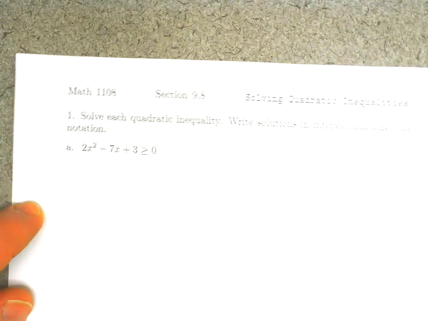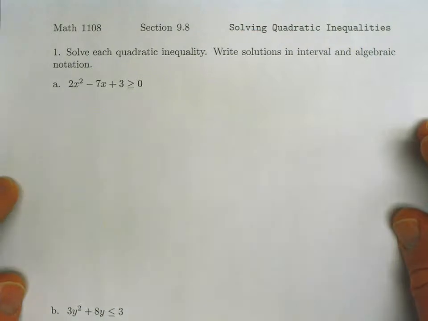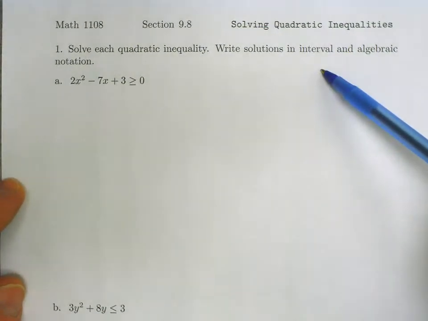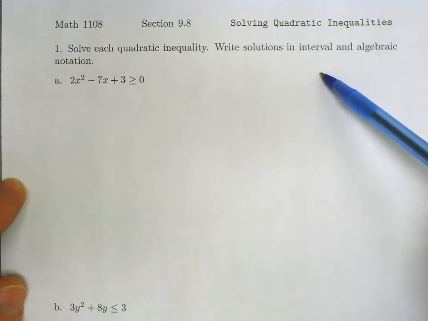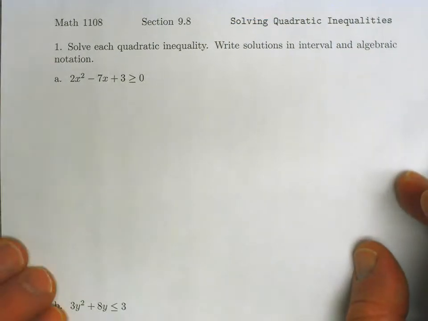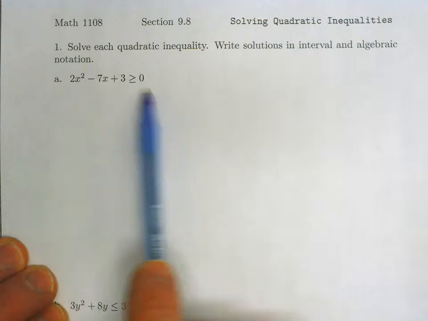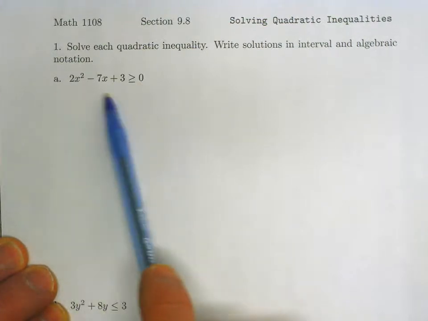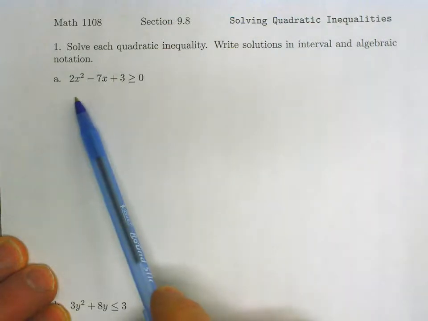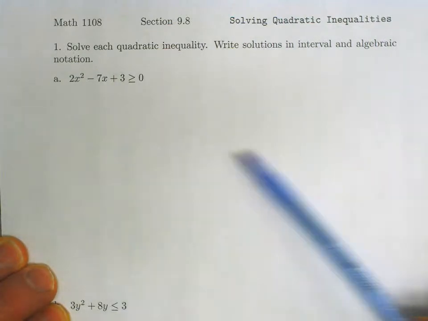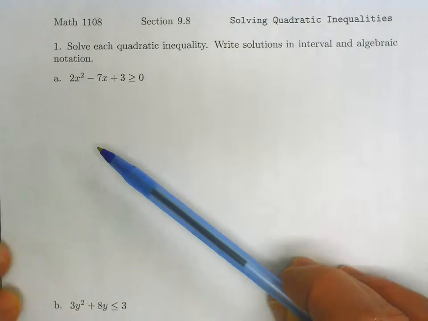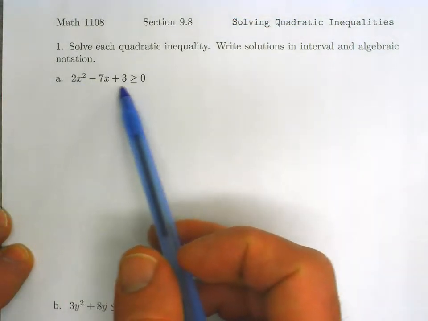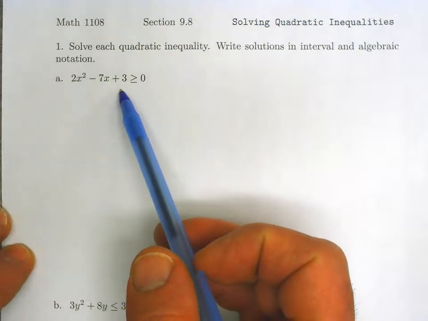We'll discuss how to solve quadratic inequalities. And then we'll write the solutions in both interval and algebraic notation. Okay, so generally we want 0 on one side of the inequality. And then we want to find the endpoints that divide the number line into separate intervals. So we find the endpoints by solving a quadratic equation that's in standard form.